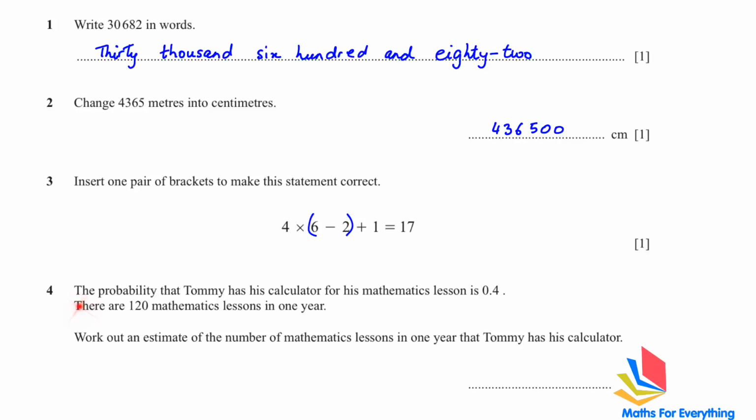Question number 4 is a probability question. The probability that Tommy has his calculator for his mathematics lesson is 0.4. There are 120 mathematics lessons in 1 year. Work out an estimate of the number of mathematics lessons in 1 year that Tommy has his calculator. You just have to multiply 0.4 by 120 and that will give us 48.